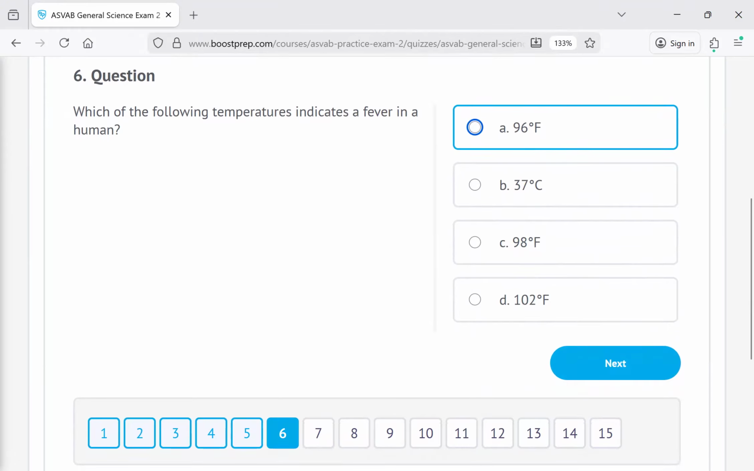Which of the following indicates a fever in a human? Is it 96 degrees Fahrenheit, 37 degrees Fahrenheit, 98 degrees Fahrenheit, or 102? I think 96 and 98 are perfectly fine. 37 or 102, I think 102 might be a little too high. So I think it might be that one.